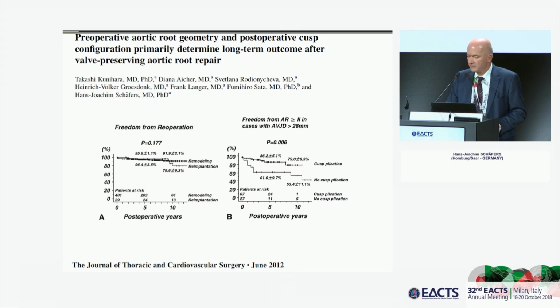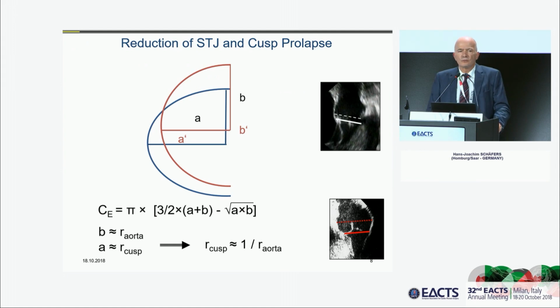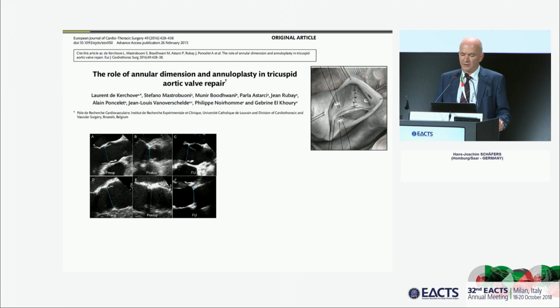What happened? Keep in mind they had the largest root diameters. So these were the patients that had the largest reductions of intercommissural distance. So they had the highest propensity of induced prolapse by making the root smaller. And you also have to keep in mind, before 2004, we just used eyeballing, and we had no means of objectively assessing valve configuration.